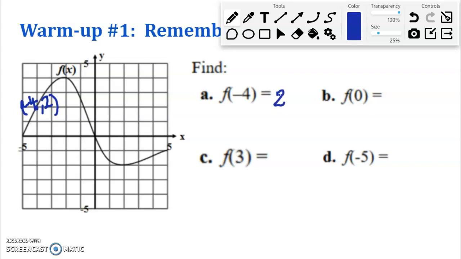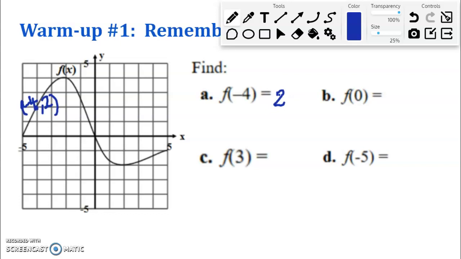What about f of 0? What about f of 3 and f of negative 5? I would like you to pause the video and see if you can figure this out. Okay, I am going to assume that you've had a chance to do that. So now we're going to go through the answers together.